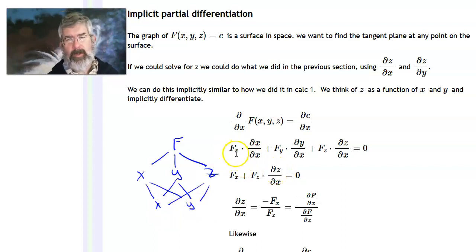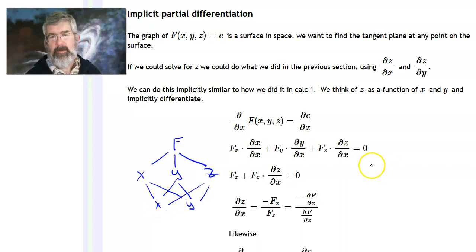It's the partial of f with respect to x times partial x, partial f with respect to y times partial y, partial x, partial f with respect to z, partial x. That's the 3 paths going down, right? And of course that was equal to 0.